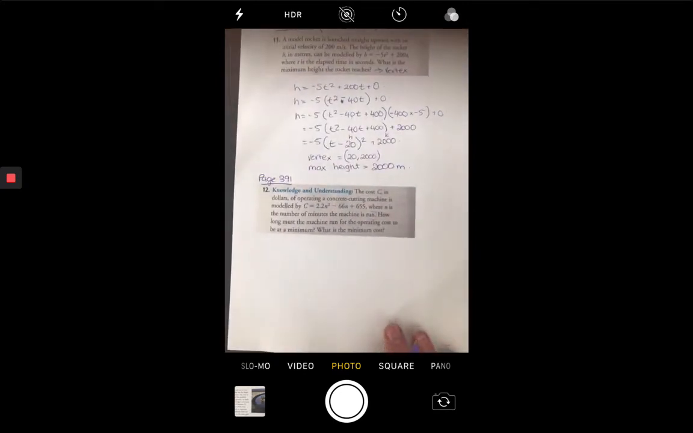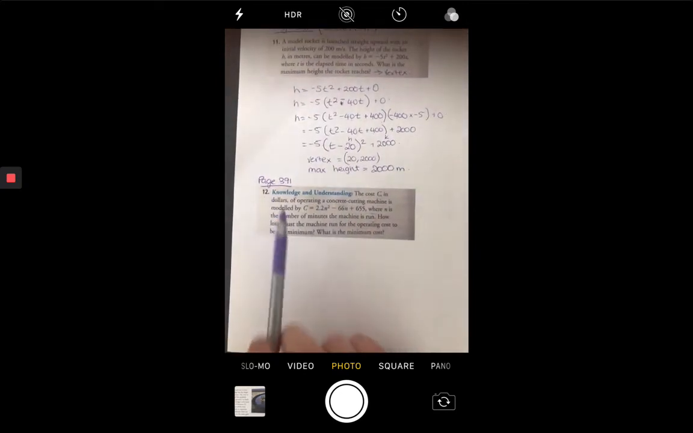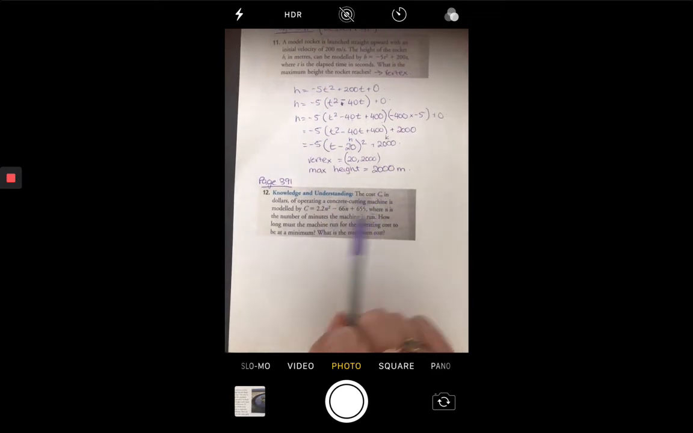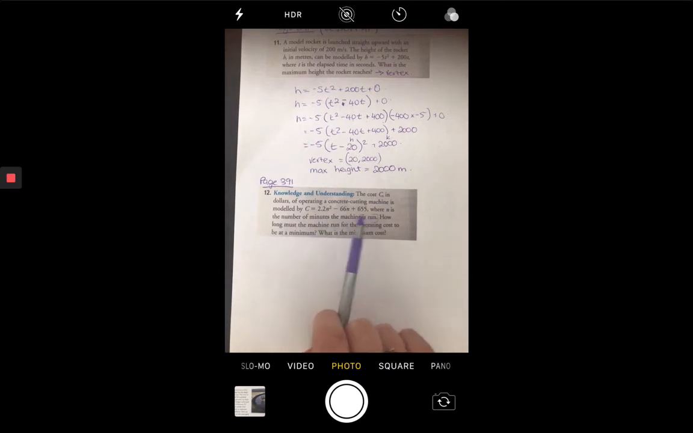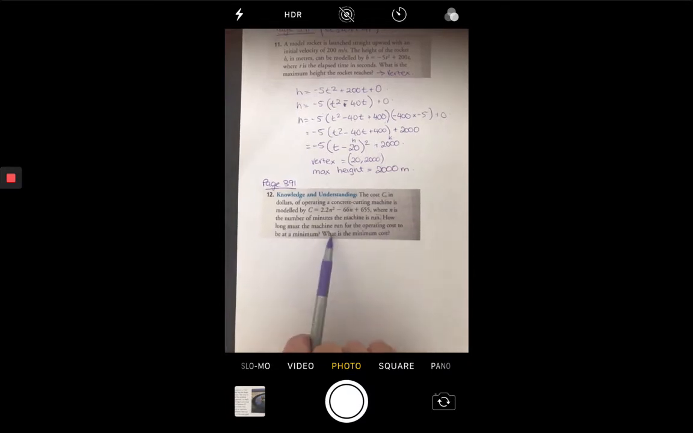All right, let's look at the second question then. Question 12. The cost, C, in dollars of operating a concrete cutting machine is modelled by this equation here, where n is the number of minutes the machine is run. How long must the machine run for the operating cost to be at a minimum? What is the minimum cost?